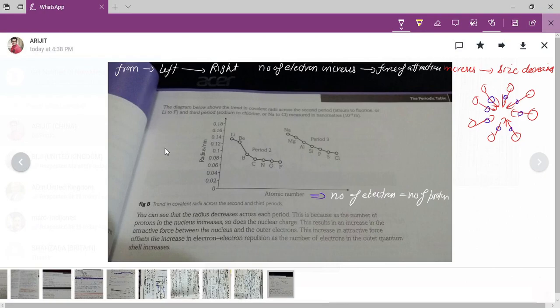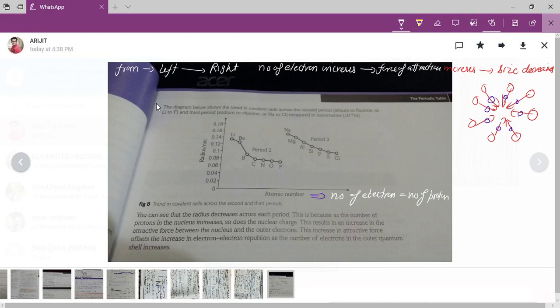Now, as we move from up to down, beta, as the nuclear size or number of electrons increases, the distance between the nucleus and the outermost shell will increase or not? Yes, that will increase. So there will be the least force of attraction or not? Yes, that's right. And if there is the least force of attraction, the size will increase or not? Definitely, yes. That's your trend regarding atomic number and radius.